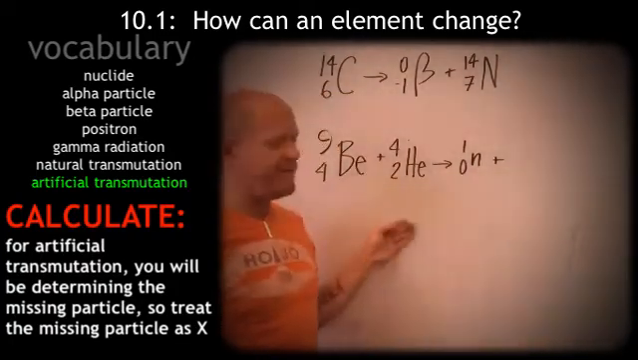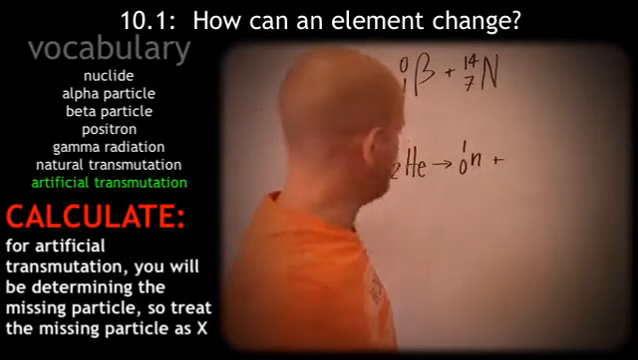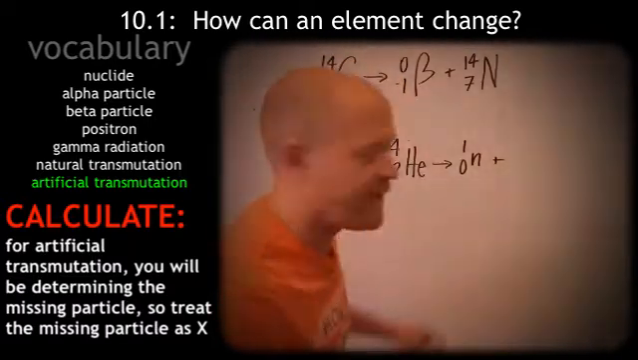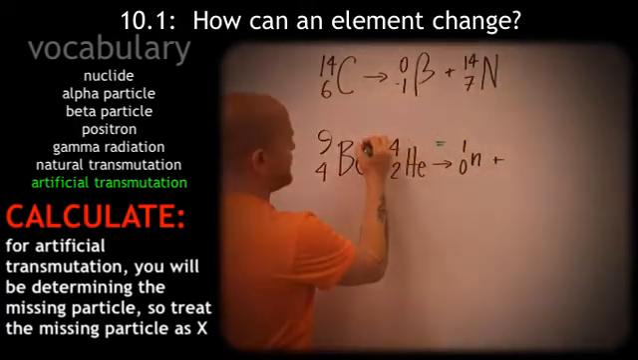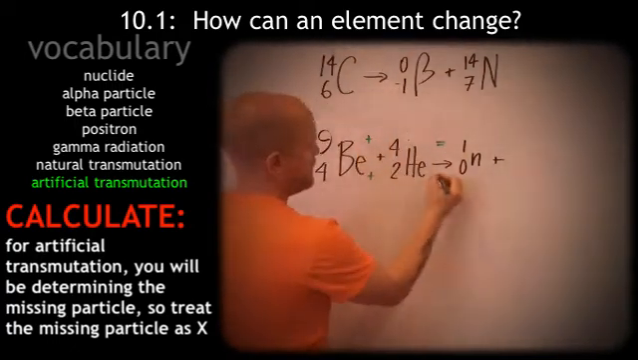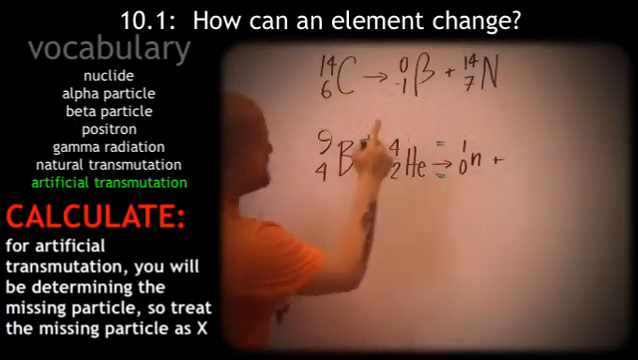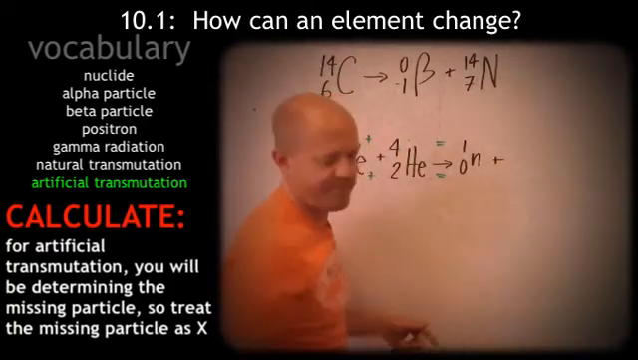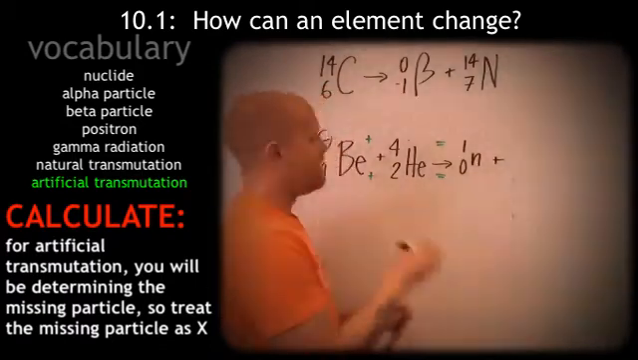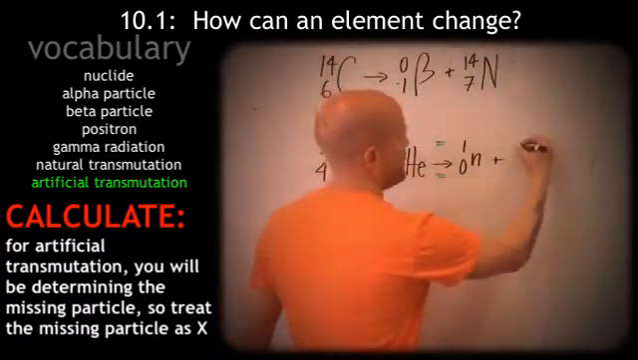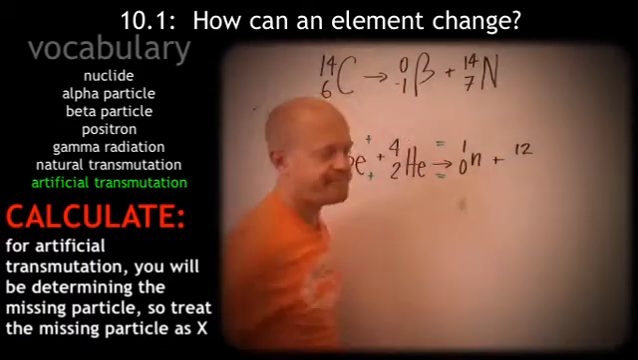So this is what happens when you bombard alpha particles with beryllium. So let's figure out what we're left with. So again, we're treating this like a math problem. 9 plus 4 is 13. So 13 equals 1 plus x. 13 equals 1 plus 12.